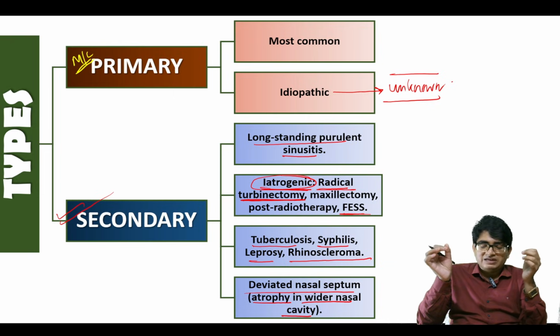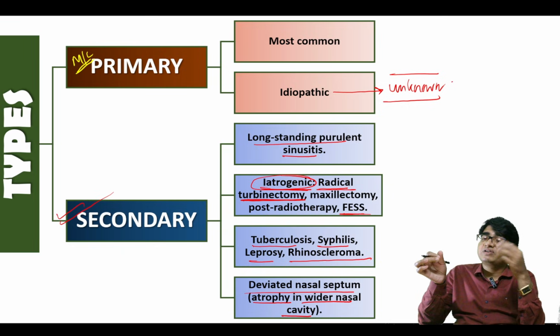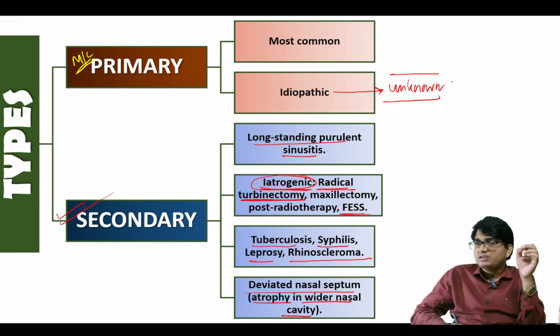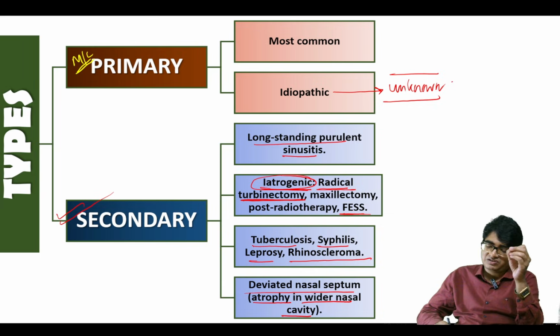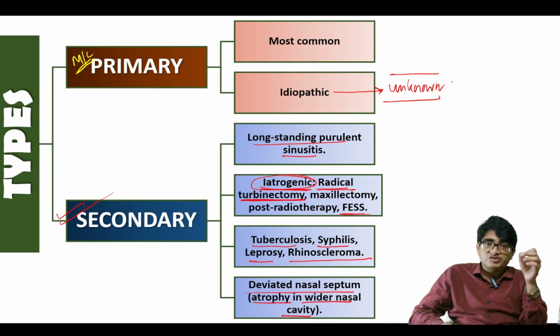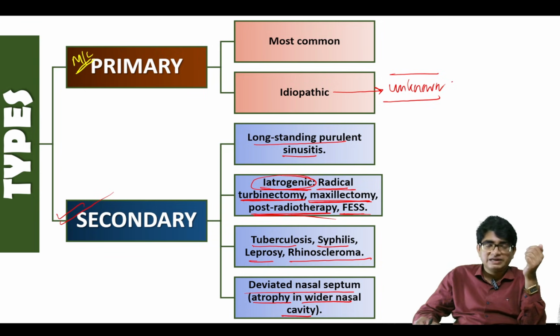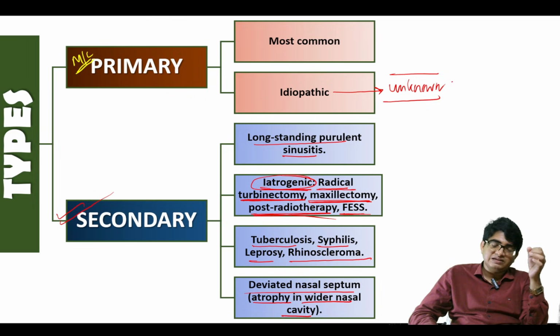But the radical turbinectomy is done when the turbinates are being infiltrated with sinonasal carcinoma, correct? So that is the point when we actually do a radical turbinectomy. Next, during maxillectomy procedures and following radiotherapy, obviously. So these are the points when there is secondary atrophic rhinitis.